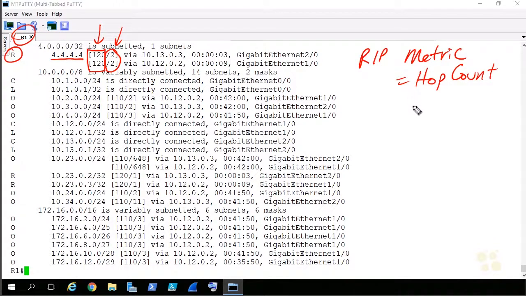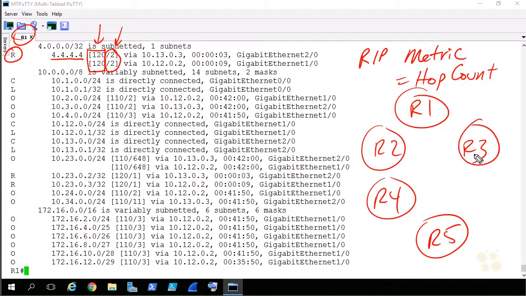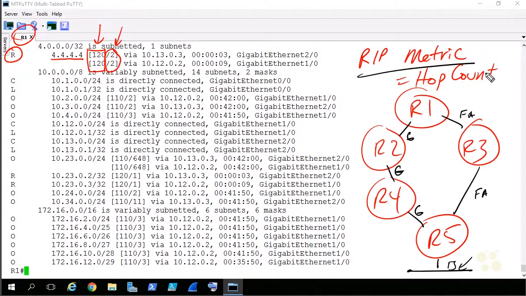So hop count, kind of think of it as how many routers do I have to go through to get to the destination. So if we have R1, R2, R3, R4, and R5, great. Boom, boom, boom, boom. Let's go ahead and add some links here. And let's say these are fast Ethernet links on the right-hand side, and these are gigabit on the left-hand side. And at the bottom of R5 is the network that we're trying to reach. From R1's perspective, if it was running RIP, it would think, oh, to go this direction, it's only 2 hops. That would be the metric. And to go this direction, it would be 1, 2, 3 hops.